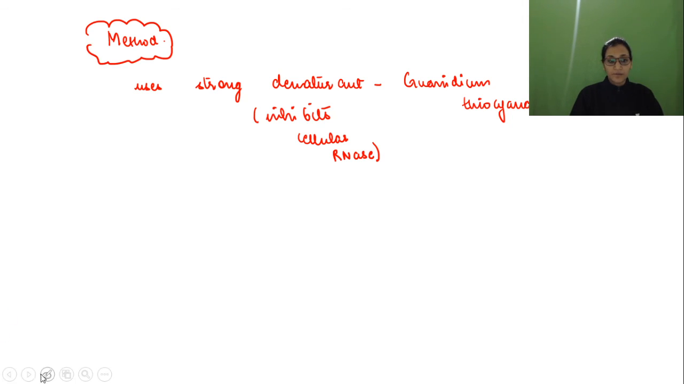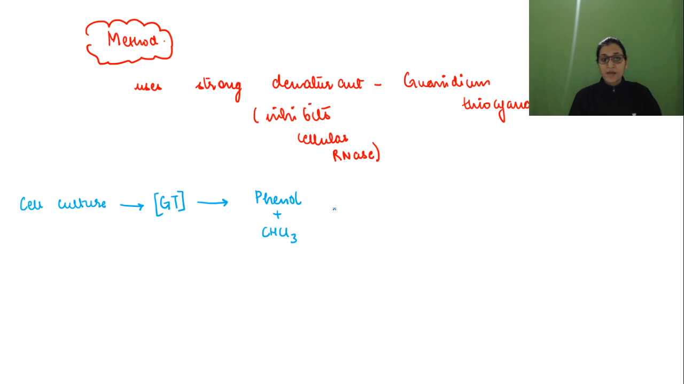So we have got a cell culture. To this cell culture, we'll be adding guanidinium thiocyanate. We'll be writing the abbreviation. Guanidinium thiocyanate is added. After this, there will be addition of phenol and chloroform. After this, the whole thing would be centrifuged.